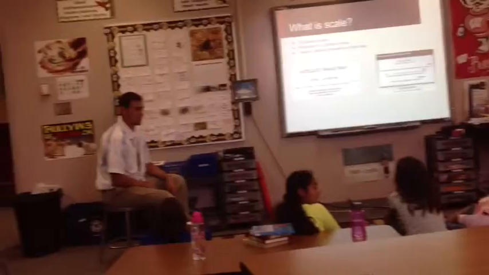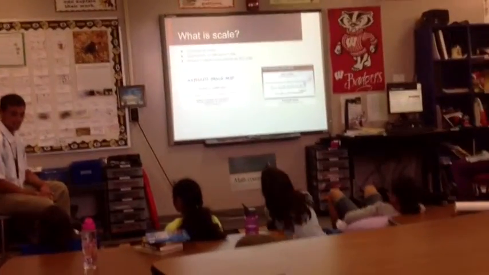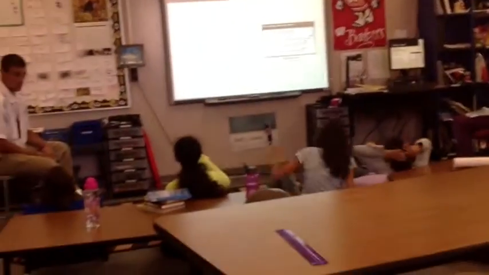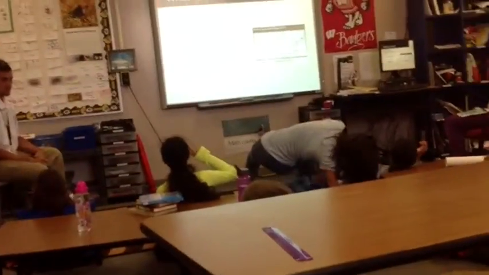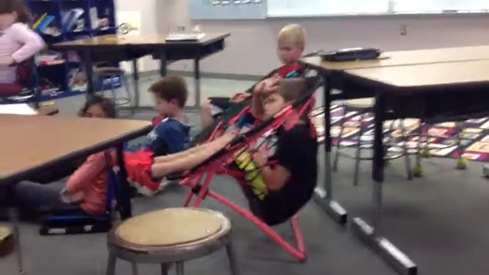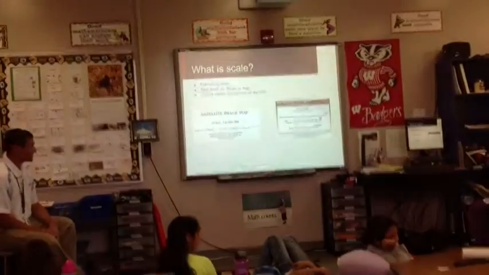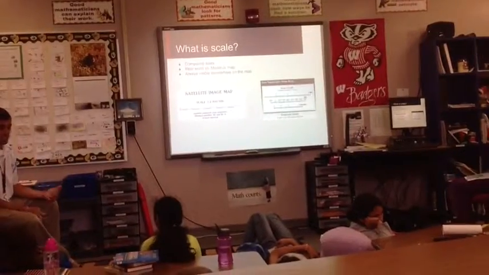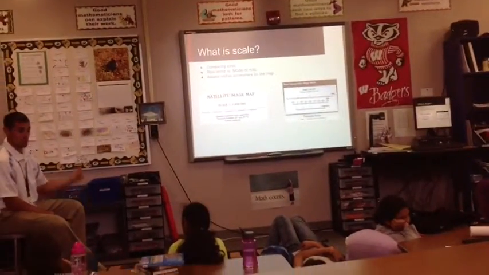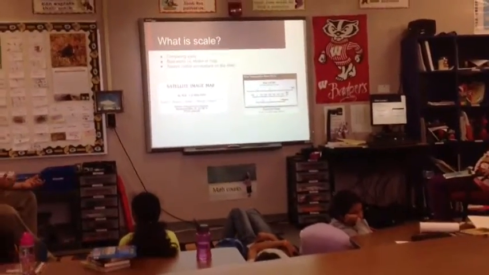Any other qualities you know about scale? It could tell you how big things are. Good. Yep. A type of measurement. Very good, Bailey. It can tell little things about the map, especially if you're talking about larger or smaller scale. We're not going to talk about that today, but yes. So, what is scale? It compares sizes, a real-world thing to what you're putting on a map.